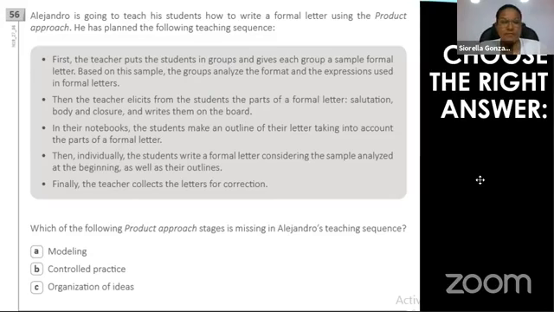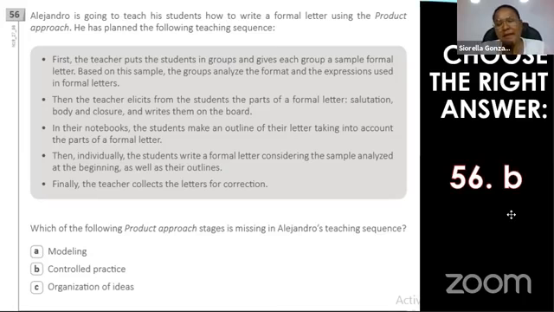What is your answer? A, B, or C? Modeling. All right. C, organization of ideas. B, control practice. All right. Organization of ideas, it's actually there. You see? It's very clear. A or B? All right, the correct answer is B.